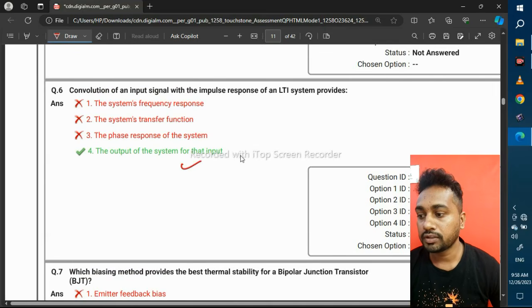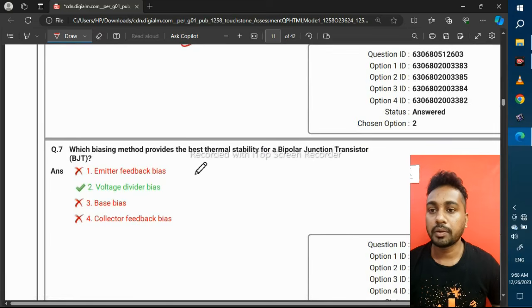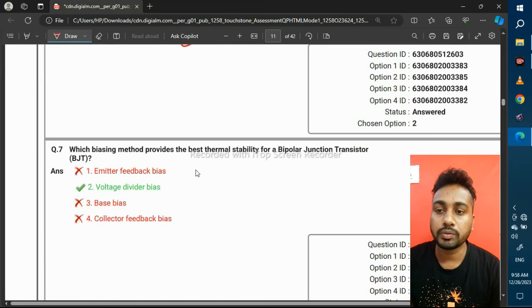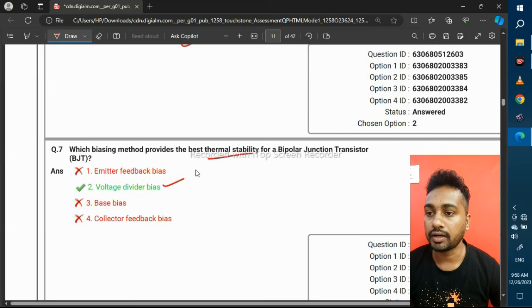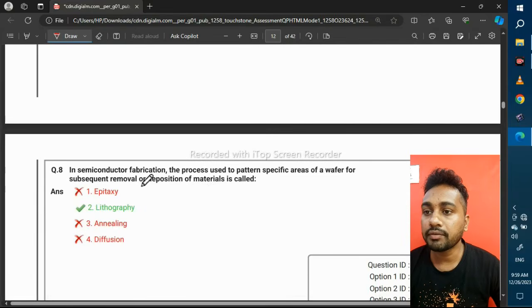Okay, which biasing method provides the best thermal stability of a bipolar junction transistor? Voltage divider bias will provide the best thermal stability. Now in semiconductor fabrication, the process used to pattern a specific area of a wafer for subsequent removal or deposition of material is called lithography.